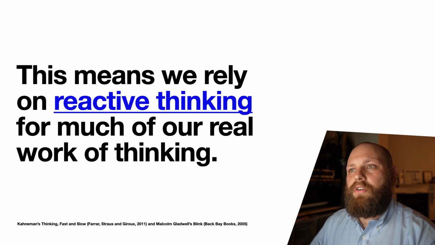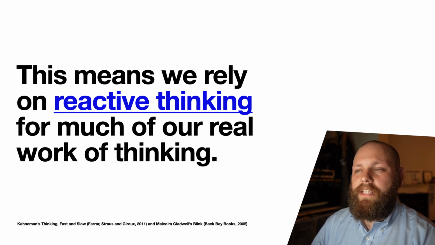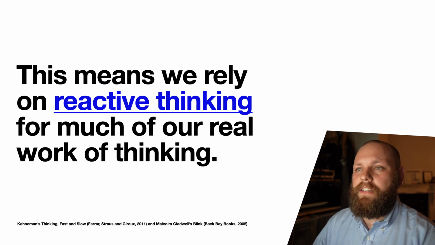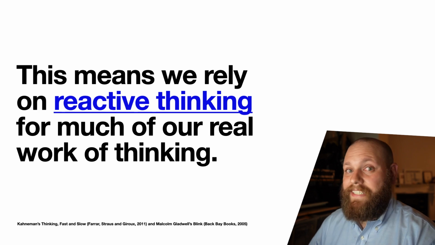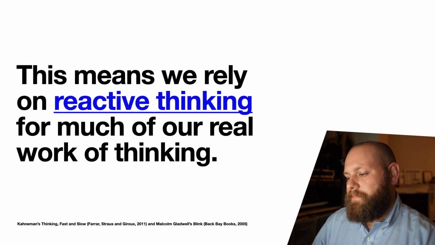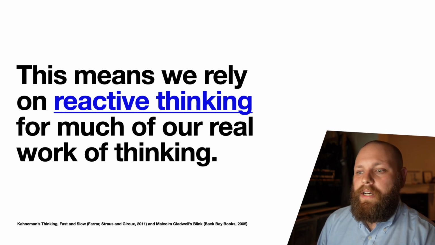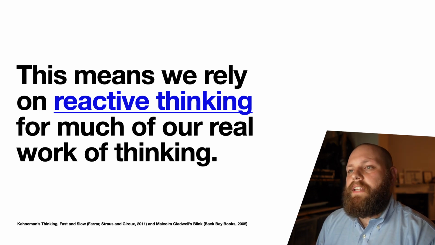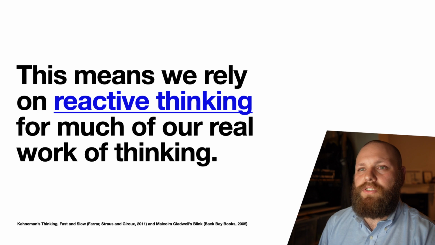So this means we rely on reactive thinking for much of our work, much of our real work of thinking. So reactive thinking, that is System 1 thinking, the very fast kind of thinking, is reaction-based. It is about reacting to any given situation. There's lots of different examples of this, but you can think of reactive thinking as any kind of thinking that is just automatic, where you haven't got to intentionally think through what you're about to do. In fact, you just do it.